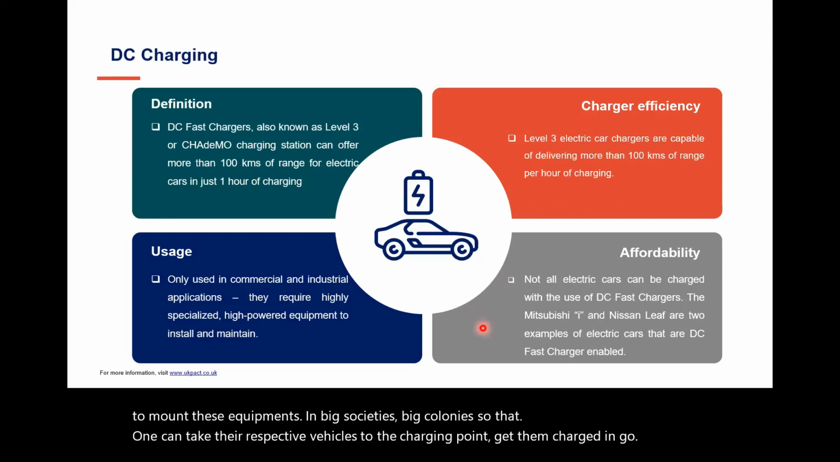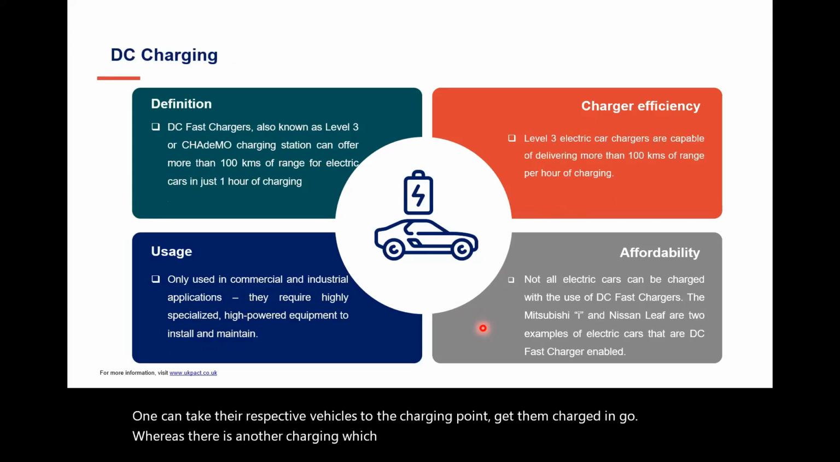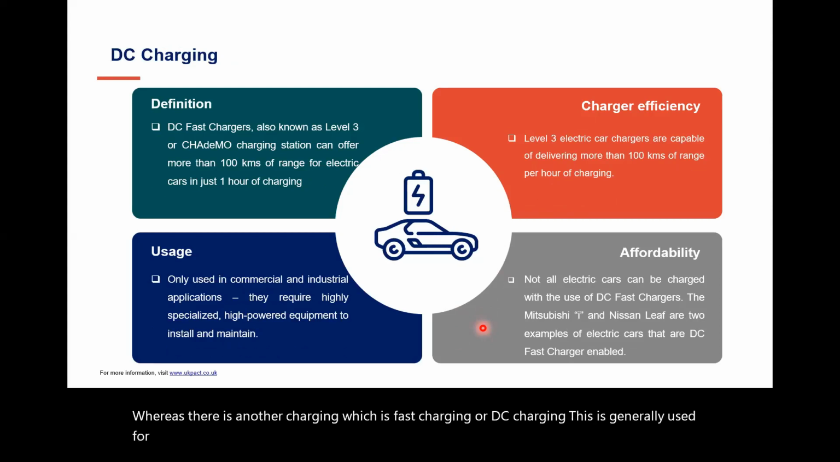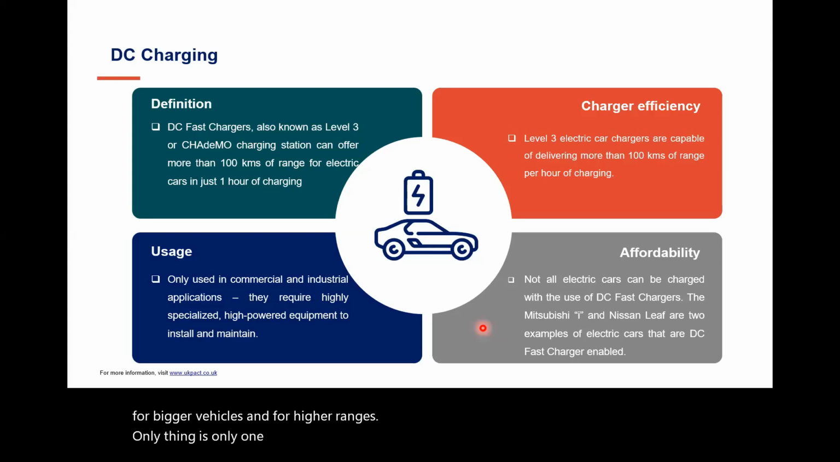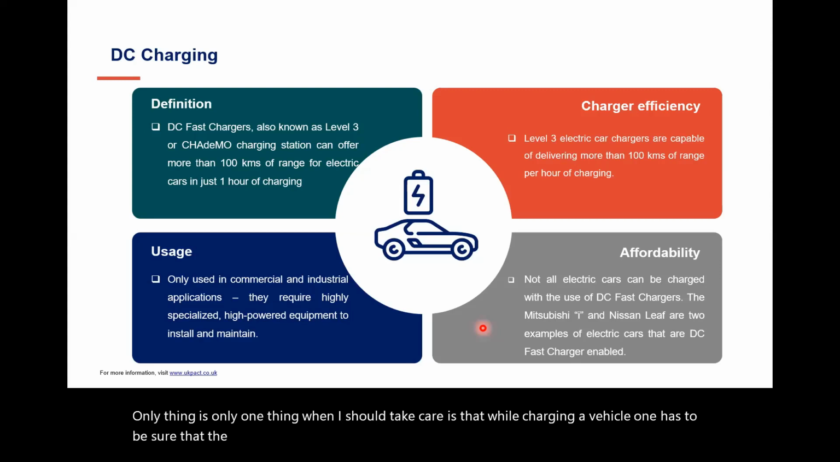Whereas there is another charging which is fast charging or DC charging. This is generally used for bigger vehicles and for higher ranges. Only one thing one has to take care of is that while charging a vehicle, one has to be sure that the battery of the vehicle is capable of taking the charging current which is delivered by the charging source.